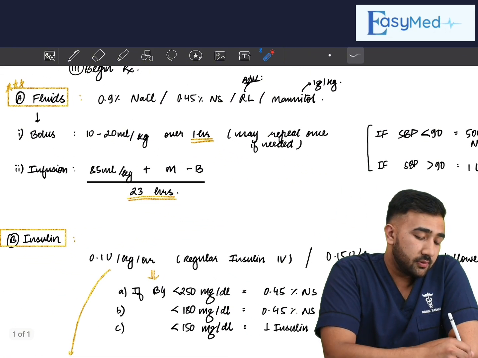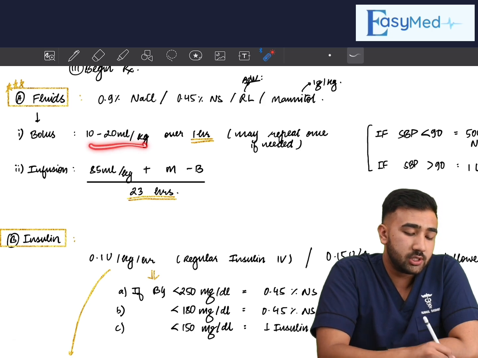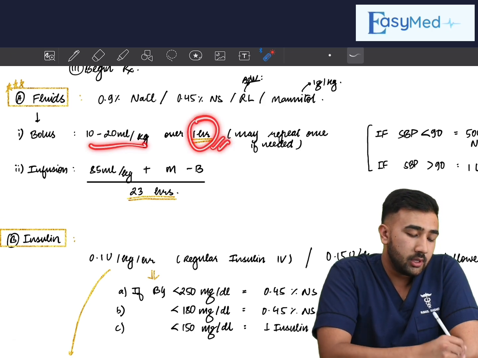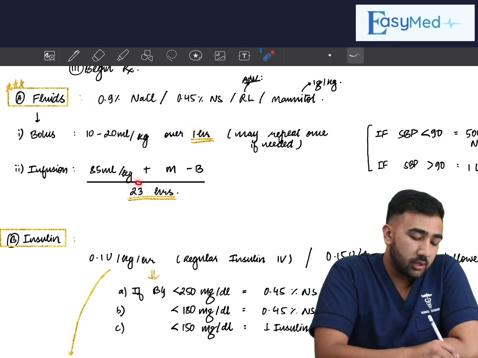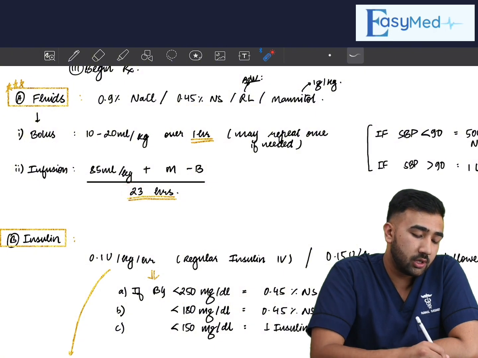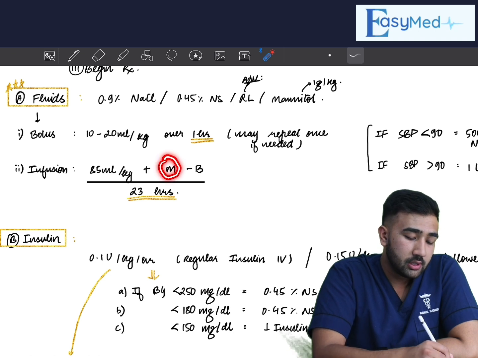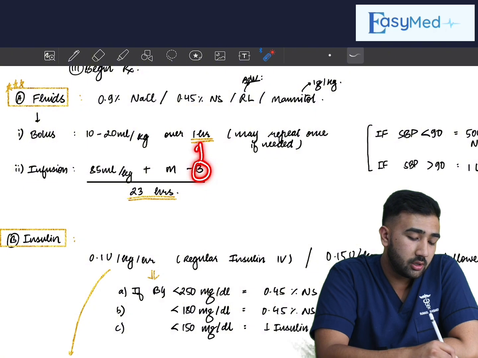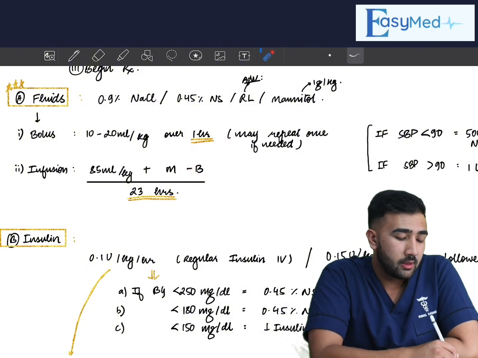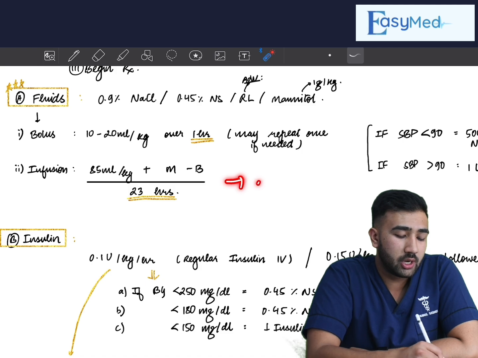Now the fluid is given as a bolus of 10 to 20 ml per kg over the first hour, and then as an infusion in the next 23 hours. It is calculated by the following formula: 85 ml per kg, which is the deficit plus maintenance, and then we subtract the bolus because it has already been given in the first hour. For the remaining 23 hours we calculate the required infusion.